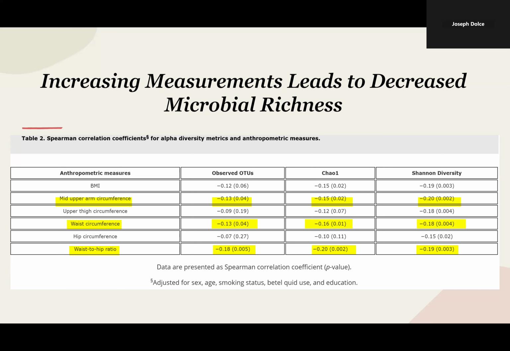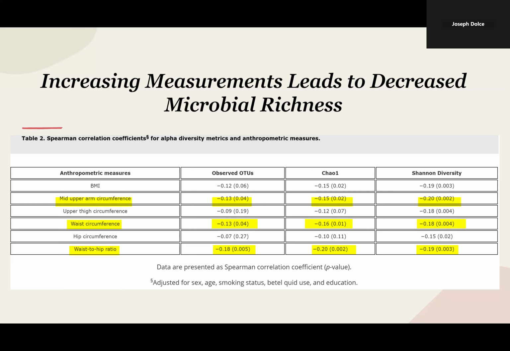So where do we see the richness and diversity decreasing? Richness was measured through our observed OTUs and the Chao-1 richness index. Both of these are significantly decreasing as the mid-upper arm circumference and waist-to-hip ratio are increasing. This means that individuals with higher body size measurements tend to have fewer distinct bacterial species in their gut.